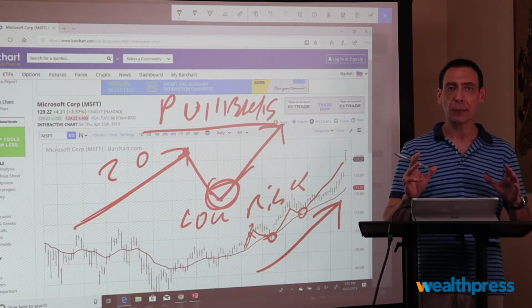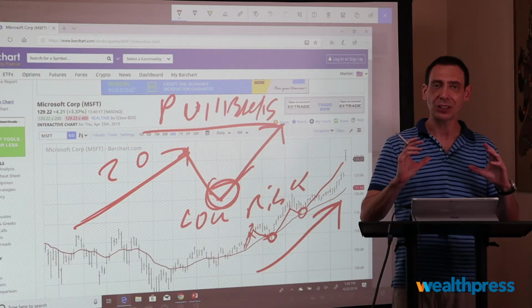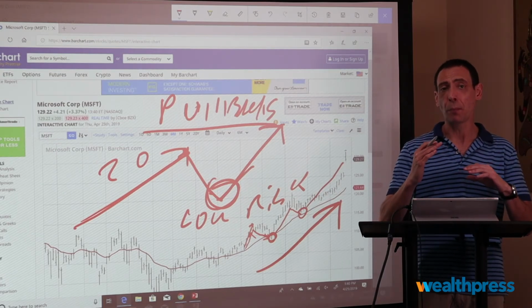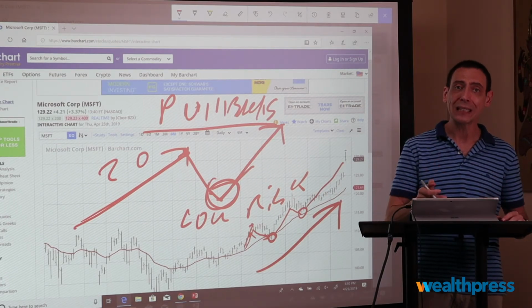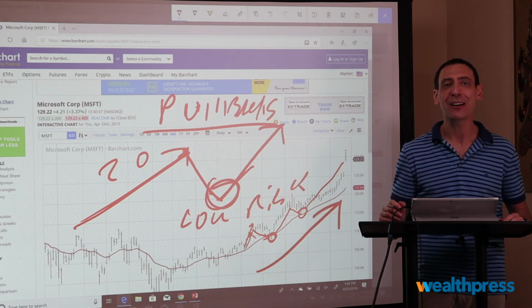And again, 200-day moving average for the overall health of the stock market, 50-day moving average to see where the stock market is or where the stock is, to see whether it's overbought or oversold, and 20-day exponential moving average for pullbacks. All right? Hope that helps.